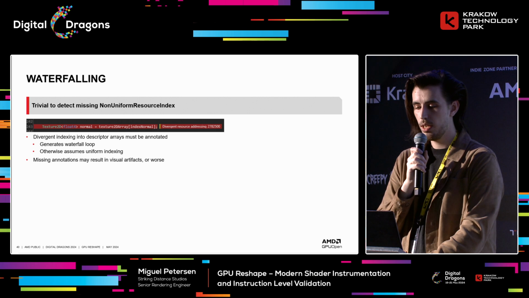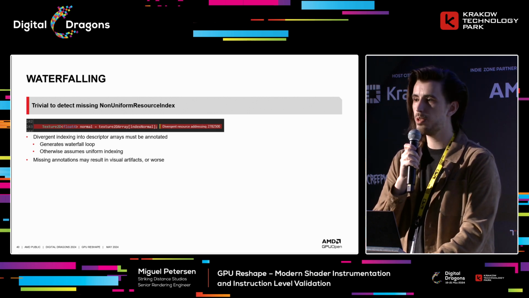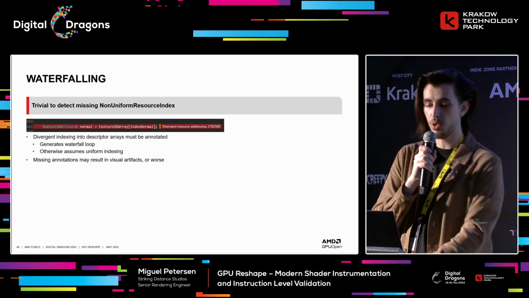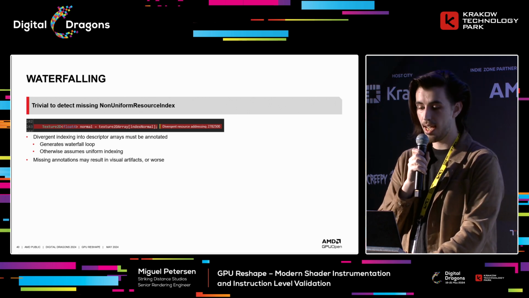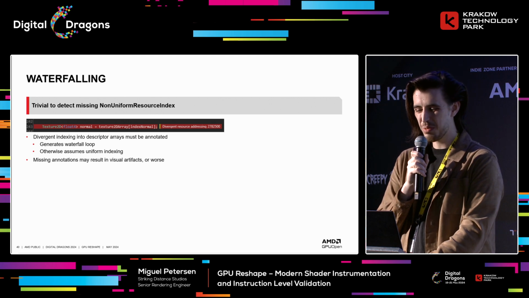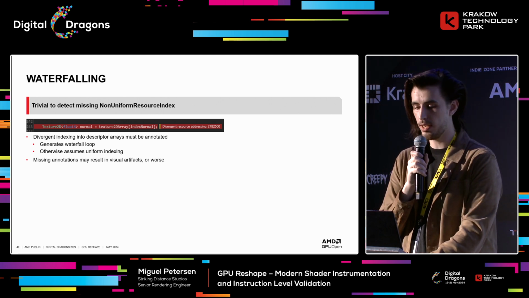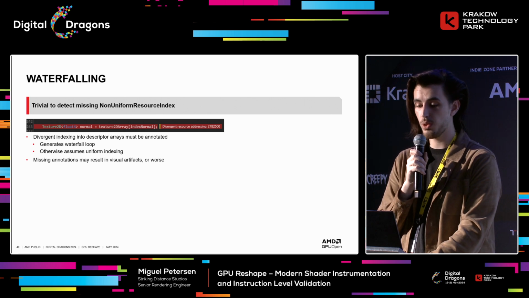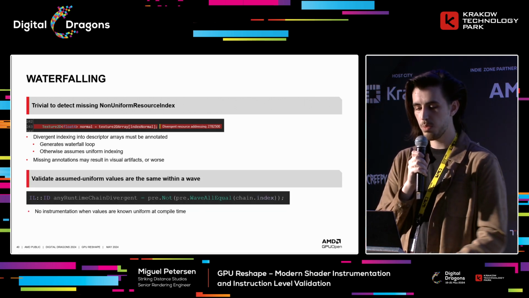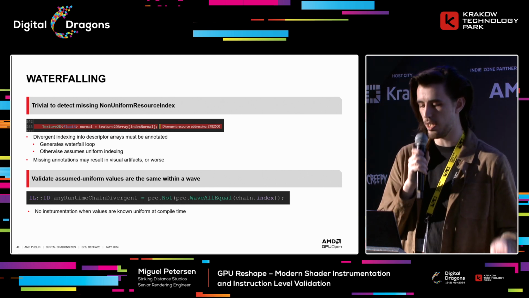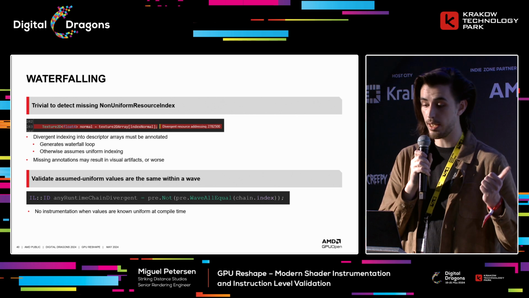Additionally, it's very trivial to extend this to detect missing non-uniform resource indexes. As you know, if you have a descriptor array and the value is divergent, it has to be annotated. The driver will generate much needed waterfalling here. Otherwise, it'll assume uniform indexing, which, if incorrect, will result in really hard to diagnose problems. Reshape validates this by checking any value that is assumed uniform within a wave is actually equal. And if not, you get an error like above.